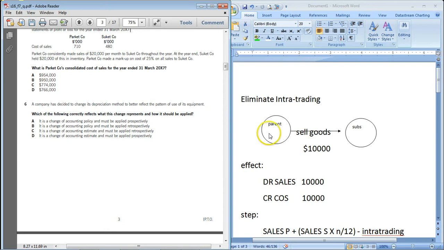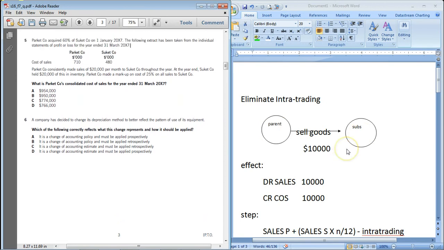So I give an example. Parents sell goods to subsidiaries for 10,000. So the effect later, when you want to consolidate, you have to debit sales 10,000 and credit COS 10,000 as well. Okay, debit sales means that you have to minus your sales, and credit COS means you have to minus 10,000 as well. This is just an example figure to help you understand. If subsidiaries sell to parent, it has the same effect as well.